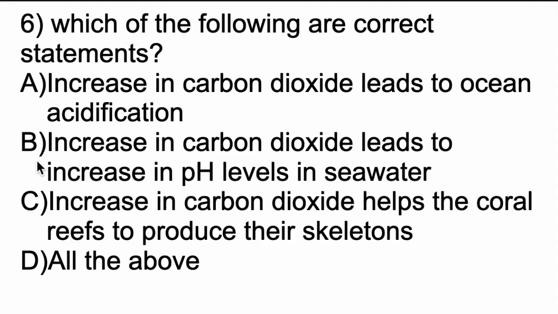Whereas option B, increase in carbon dioxide leads to decrease in the pH levels in seawater. So when carbon dioxide is decreased, then pH levels increase. Next, increase in carbon dioxide helps to decrease the coral reef production. Okay. So only option A is the correct one.